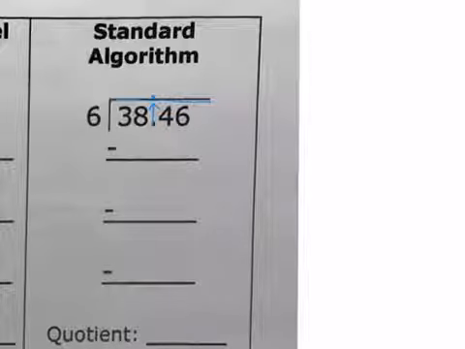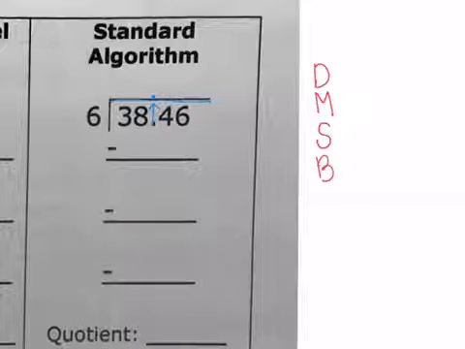So remember, when we do the standard algorithm, we think dad divide, mom multiply, sister subtract, brother bring down, and rover repeat or remainder. So when I do this, I'm going to start with dividing. I know that 6 cannot go into 3 because 3 is too small. So I'm going to put an X or a 0 up there in my quotient to show me there is nothing that can go in there.